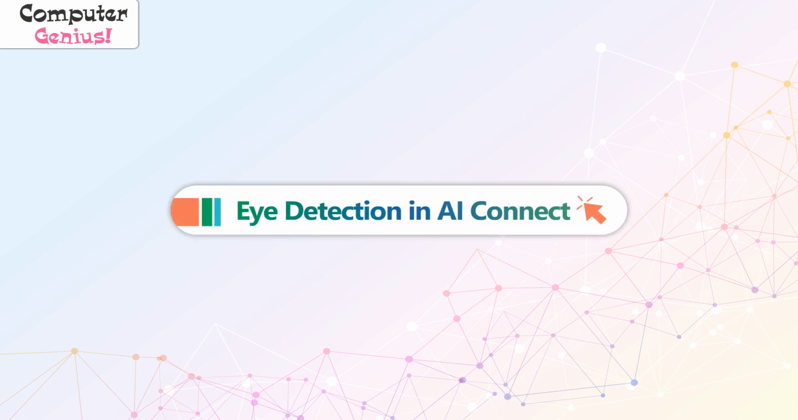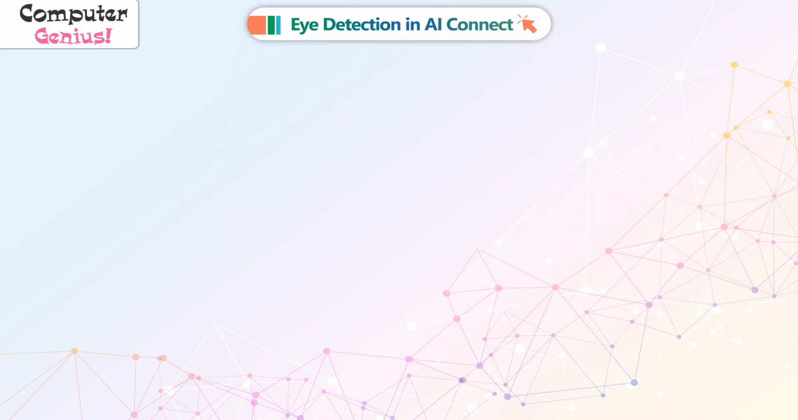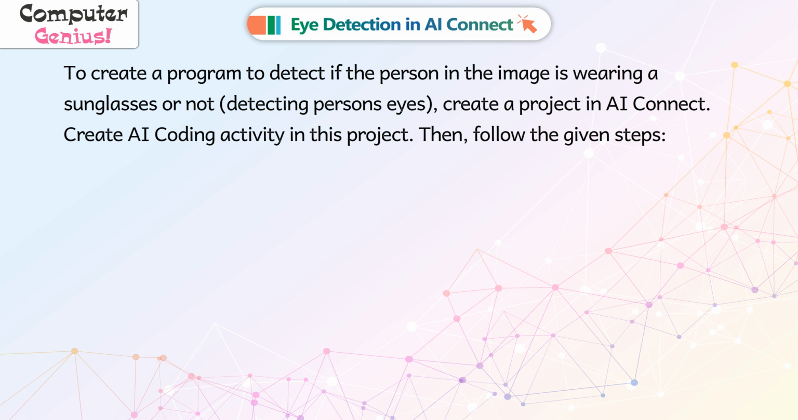Eye detection in AI Connect. To create a program to detect if the person in the image is wearing sunglasses or not, detecting the person's eyes, create a project in AI Connect. Create an AI coding activity in this project. Then follow the given steps.